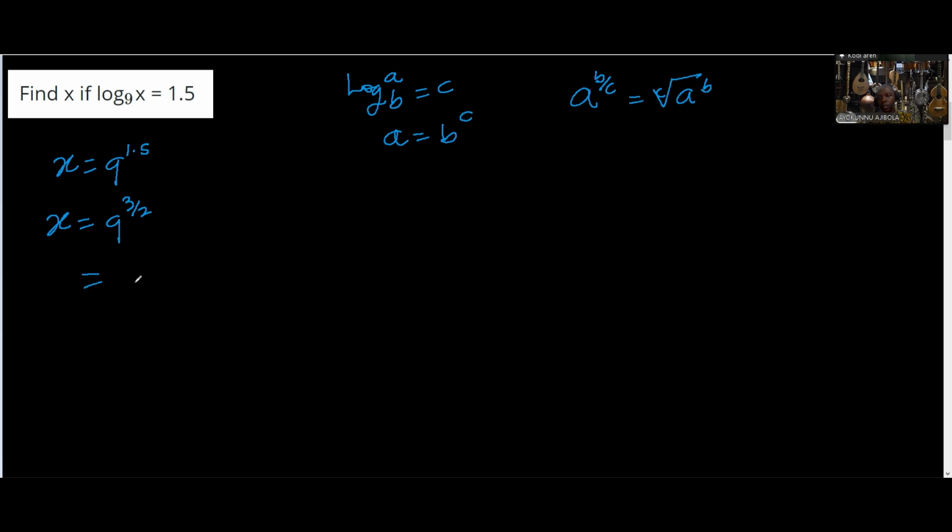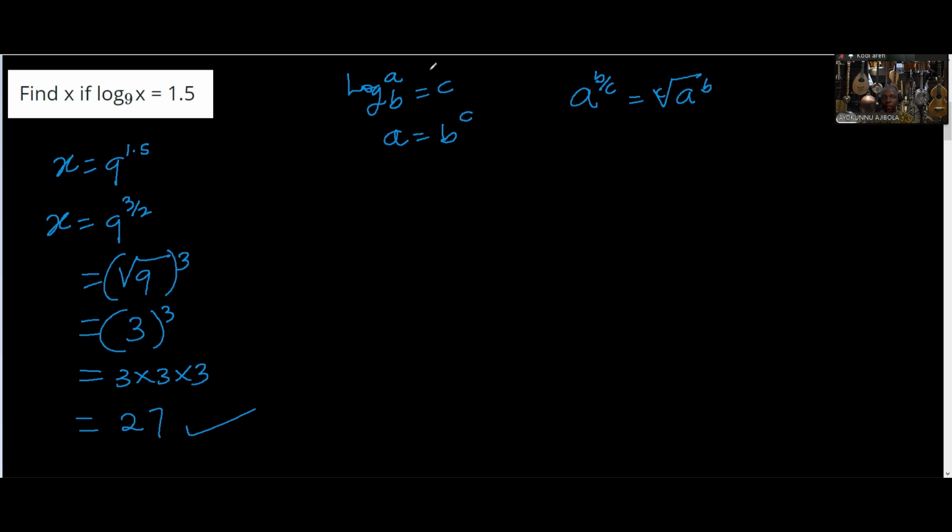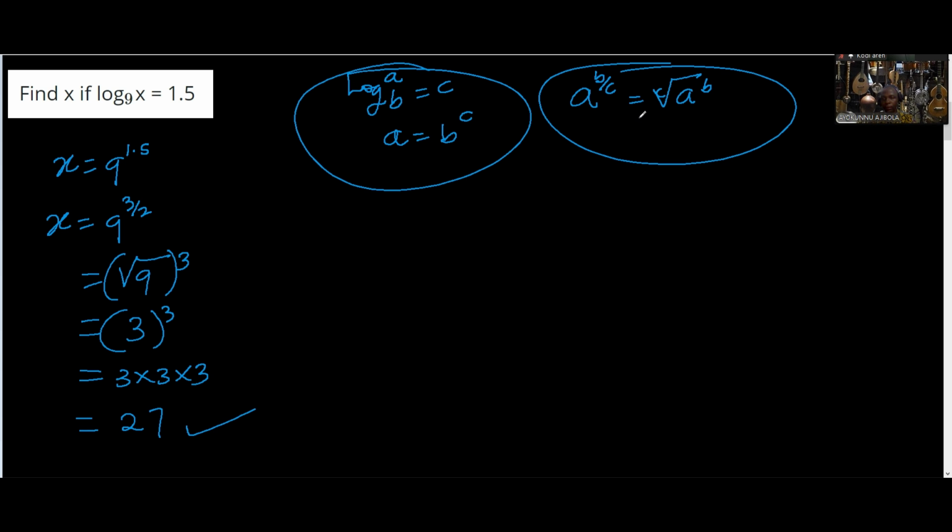So this is going to become the square root of 9 raised to the power 3. Then we have the square root of 9 to be 3, and raised to the power 3. 3 raised to the power 3, that's 3 times 3 times 3, and that is 27. So when you're putting this down, put down this and this as reference, okay?